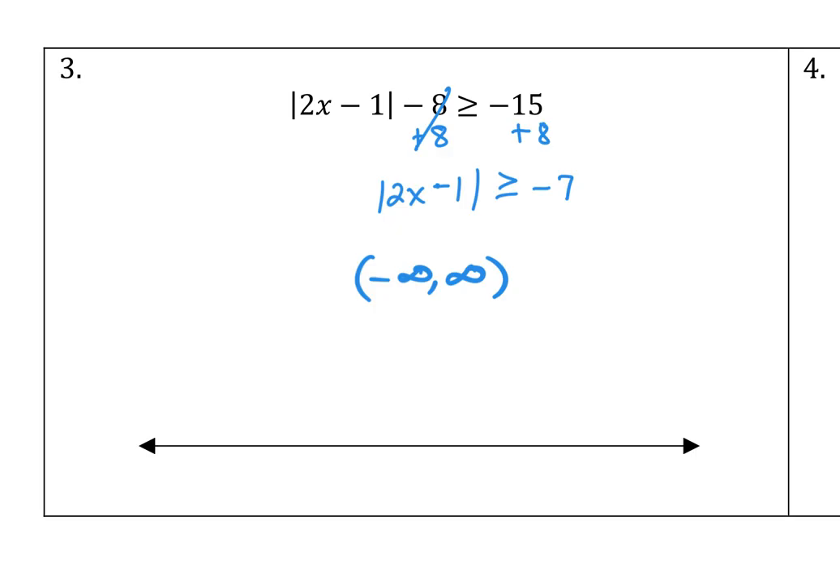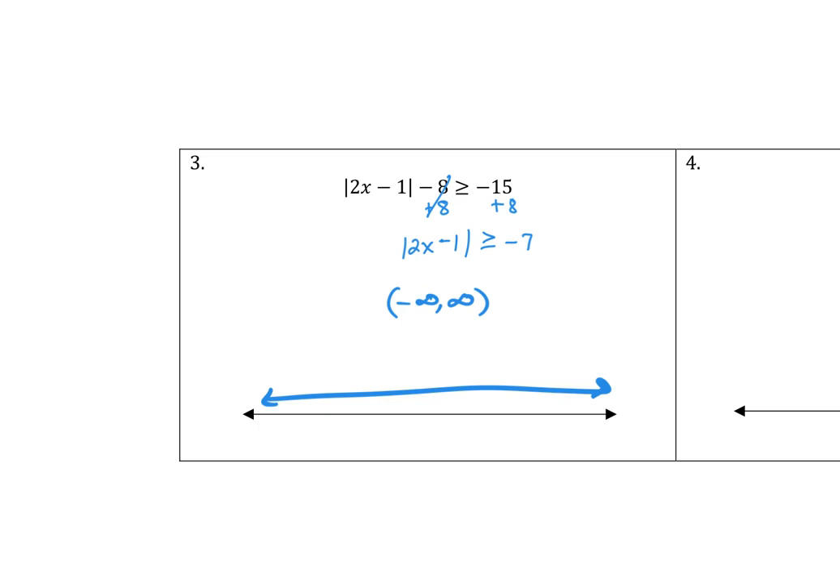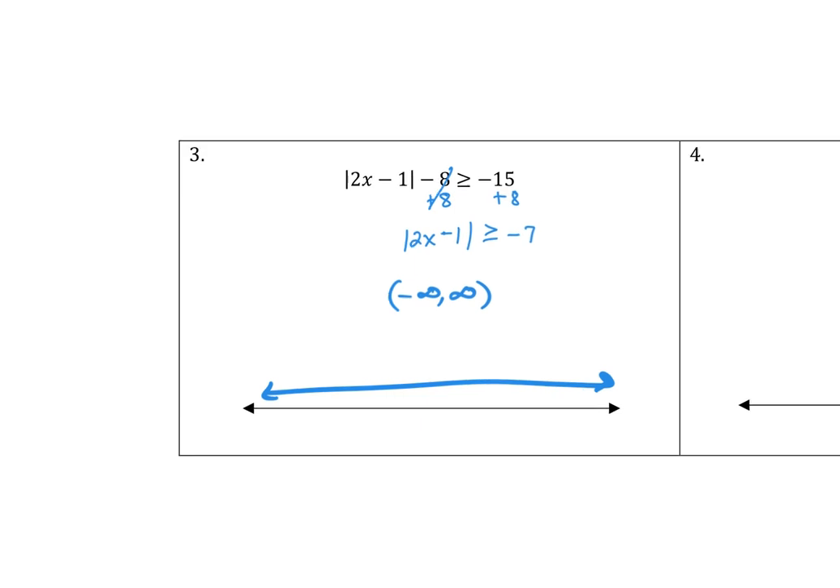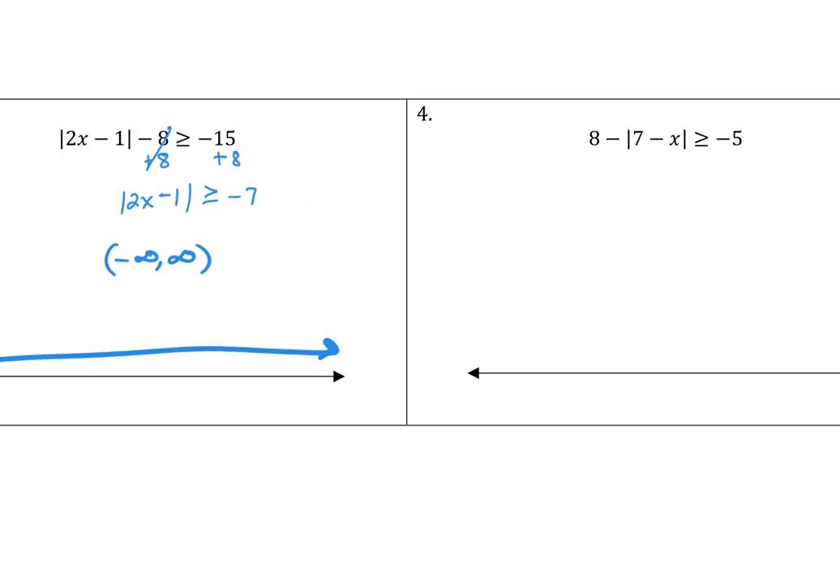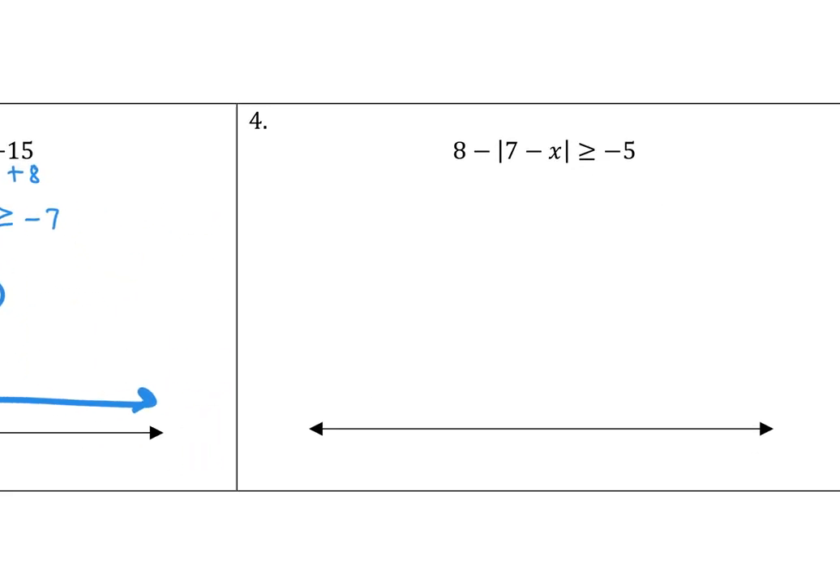On the number line, you would literally shade the entire thing, from negative infinity to positive infinity. Always true. Good. Okay, one last one, which isn't as quick, but goes over some good things that we need to remember about inequalities.